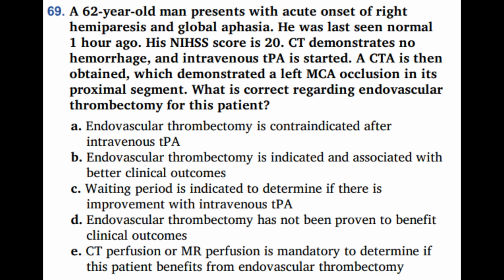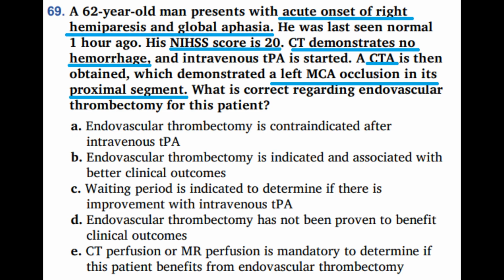Now let us look at the clinical context and relevance. This patient presents with hyperacute anterior circulation stroke. He has severe neurological deficits, NIHSS score of 20, which suggests a large vessel occlusion. And his imaging, a non-contrast CT, excludes hemorrhage, and CTA confirms a left M1 occlusion. The time since last known normal was 1 hour ago, which is within the golden period for both IV TPA and mechanical thrombectomy.